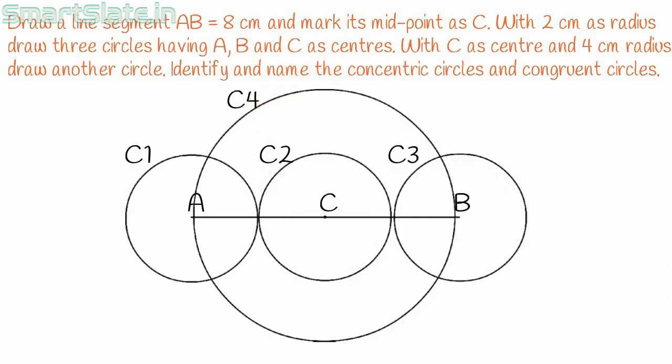We are supposed to identify concentric circles and congruent circles. C1, C2 and C3 are congruent circles because they have same radii but different centers. All these circles have radii 2 cm. Circles C2 and C4 are concentric circles because these circles share same center C but different radii. C2 has radius 2 cm whereas circle C4 has radius 4 cm. Let me solve another problem.